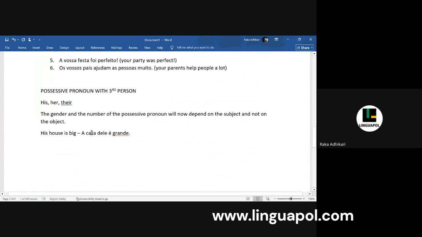So even though our object is female, the possessive pronoun being used is masculine. That is all because the gender and number of the possessive pronoun will now depend on the subject and not on the object. Let's see more examples.